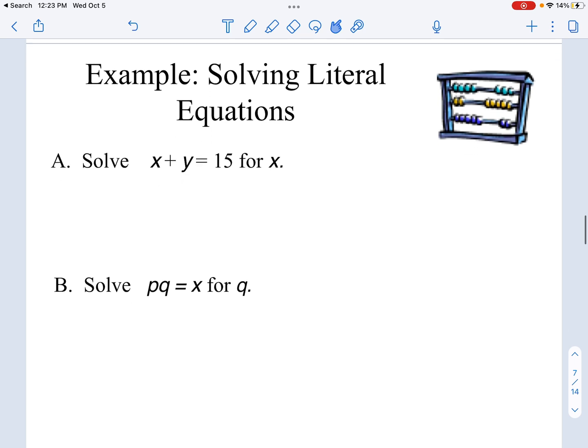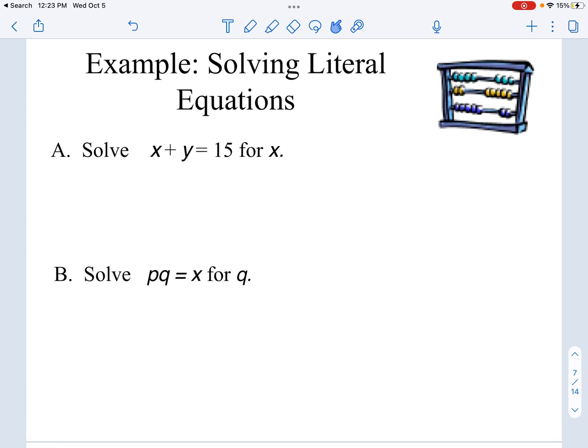So our first 2 examples, we're going to solve the first for x. So again, step 1 said locate what you're asked to solve for. We're asked to solve for x. Locate the operation being performed on x, which is addition. And then use your inverse operations. So the inverse of addition is for you to subtract. So we're going to subtract y on both sides of this equation.